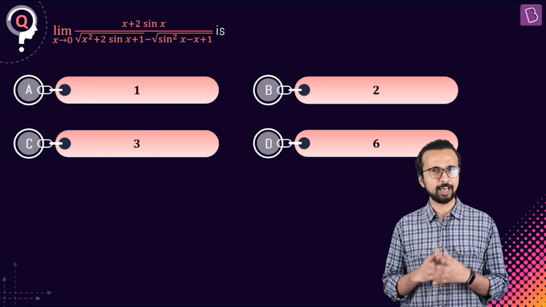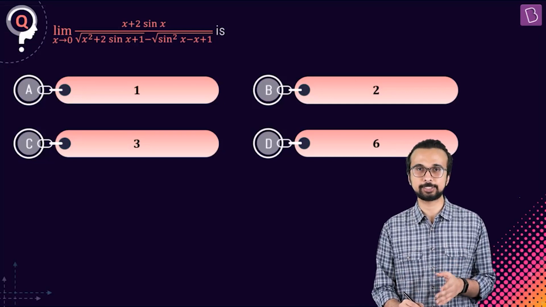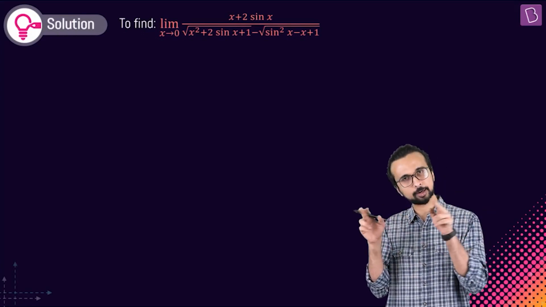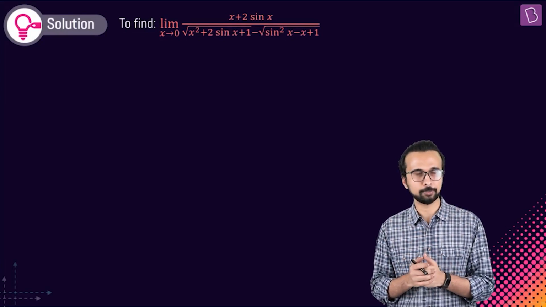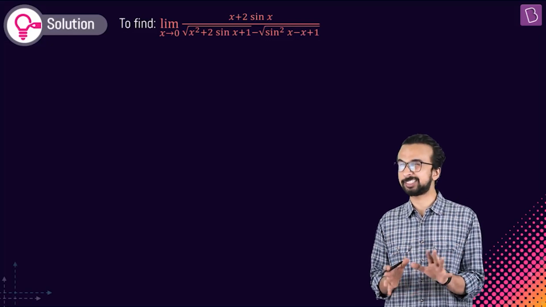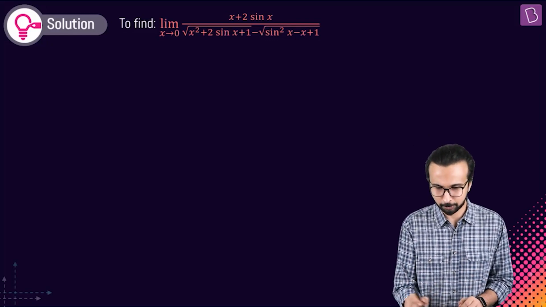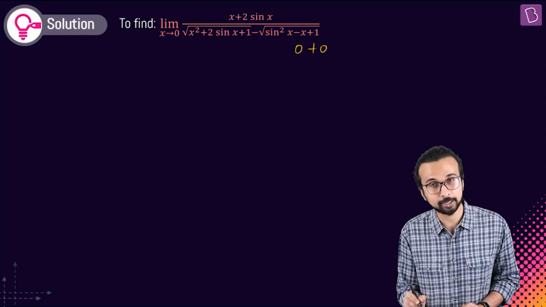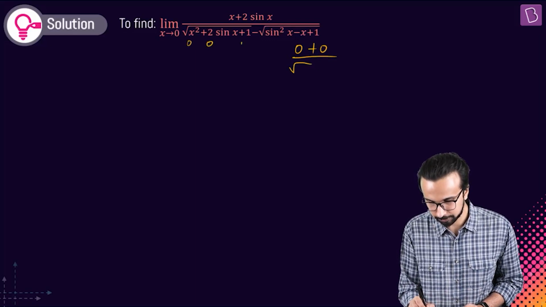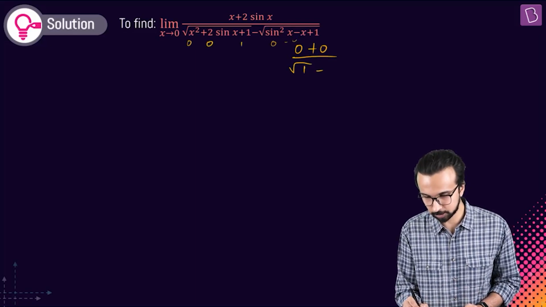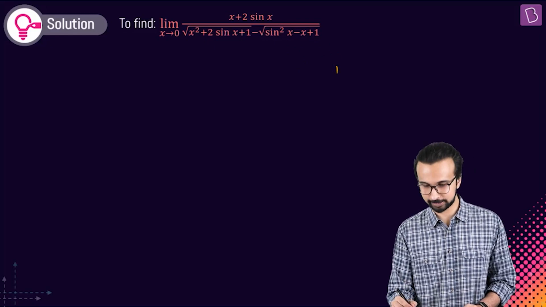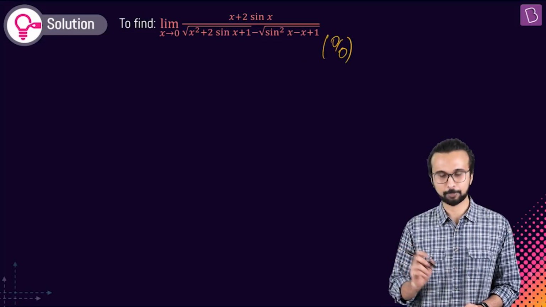Okay, look at this question. We have to find the value of this limit when x tends to 0. Let's start. We have x plus 2 sin x in the numerator, and a difference of 2 square root terms in the denominator. Before finding this limit, let's put x equal to 0 and see if it is indeterminate. When we put x equal to 0, you get 0 plus 2 into 0 in the numerator, and below you have root of 0 plus 1, which is root 1, minus root of 0 minus 0 plus 1, which is also root 1. What form is this? We are getting a 0 by 0 form.